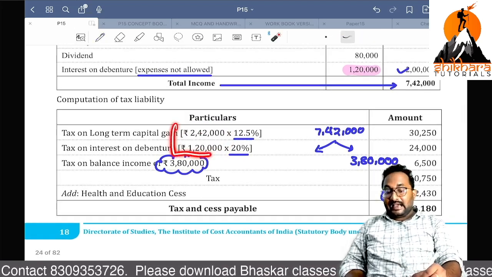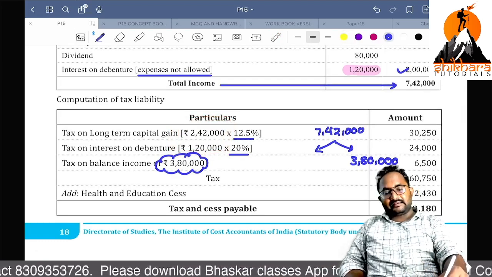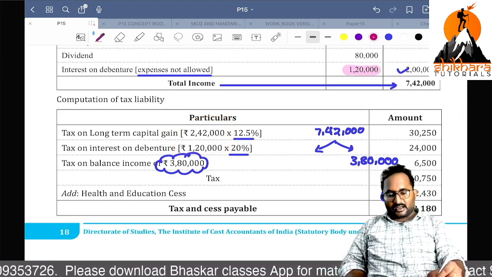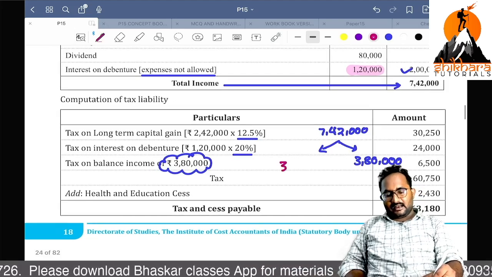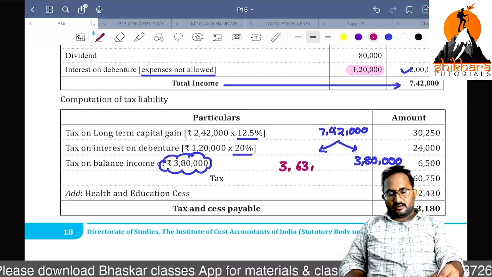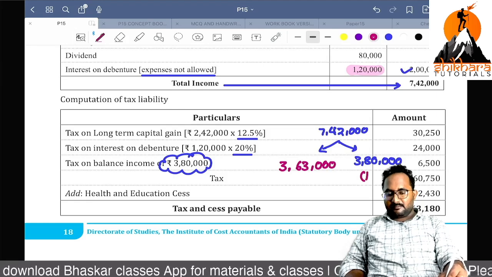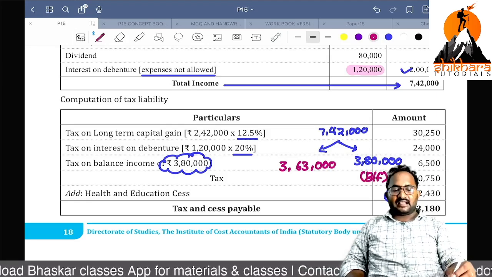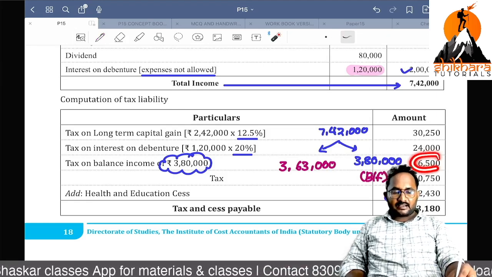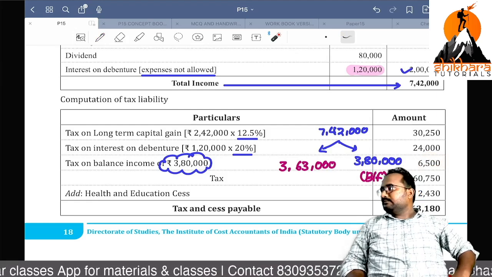Please use your calculator; definitely it will be allowed in your exam. Total 3,63,000. It is a balancing figure. It is liable to which tax rate? Normal tax rate. Clear?